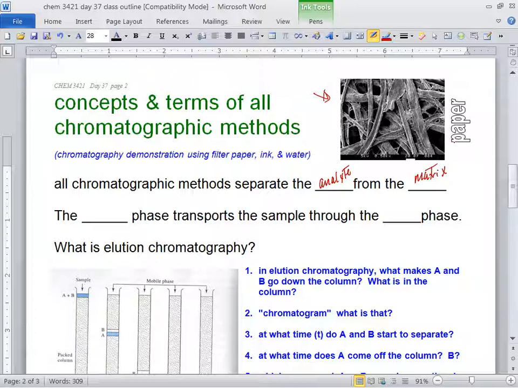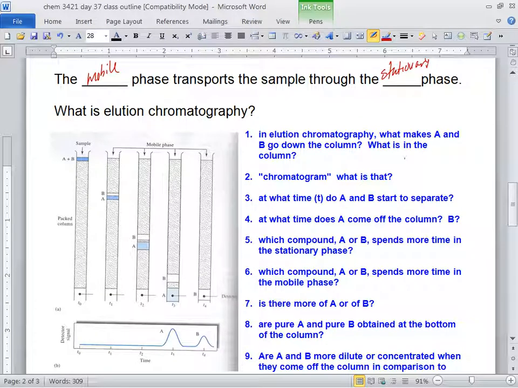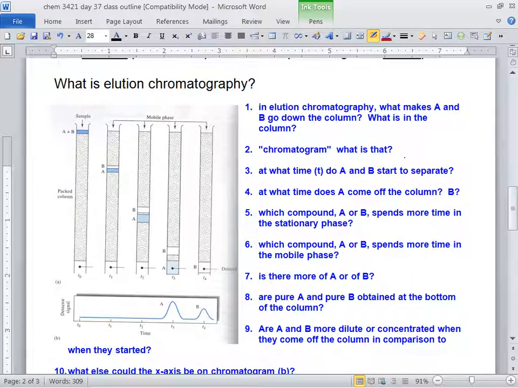How about the next part, Brandy? The blank phase transports the sample through the blank phase. Good. The mobile through the stationary. Okay. Elution chromatography. Kelly is, ooh, look, it's starting to happen. Right, the magic is happening.